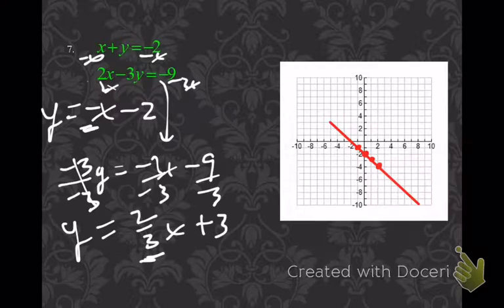Now, the next guy, we start at positive 3. Slope is 2/3. So we go up 2, right 3, up 2, right 3, and we can draw our line from here.